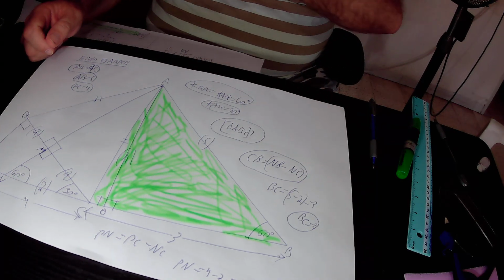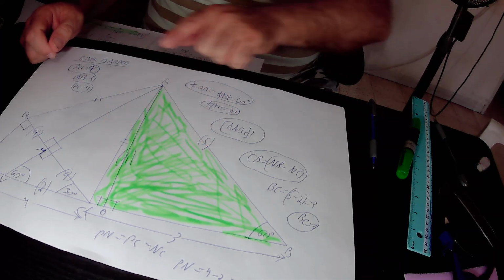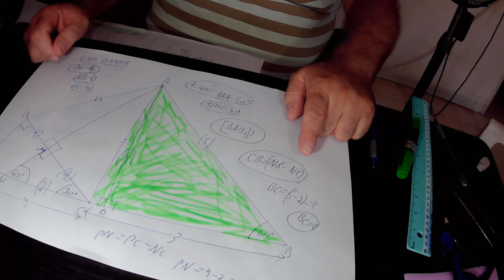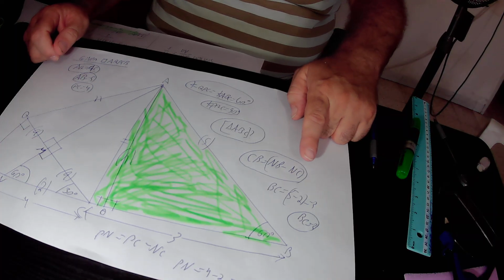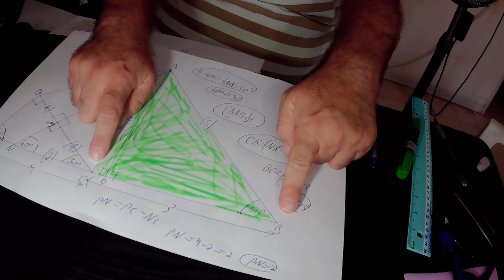NB is 5 and NC is 2. So BC equals, in total, 5 minus 2, that is 3. This is side CB, that is equal to 3 units in its length.